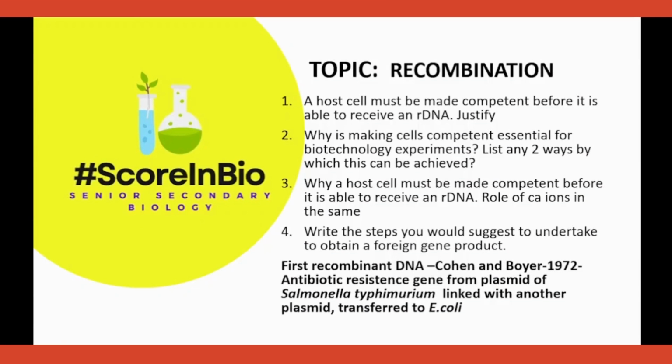The next set of questions is about the topic recombination. Before we go into the questions, things to remember. The first recombinant DNA was made by Cohen and Boyer, 1972. This is important for you to remember. What did they isolate? They isolated an antibiotic resistance gene from a plasmid of Salmonella typhimurium bacterium. And then what did they do? They isolated that antibiotic resistance gene from this organism and linked it with another plasmid, and transferred it into E. coli, another bacterium which is similar to Salmonella typhimurium. That is what they did, in the year 1972.